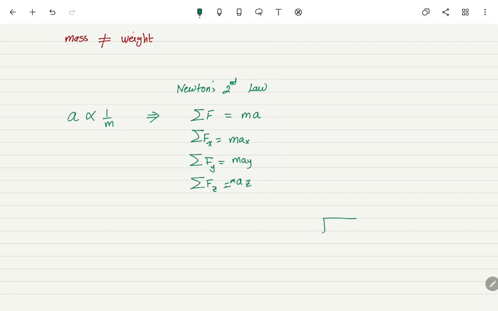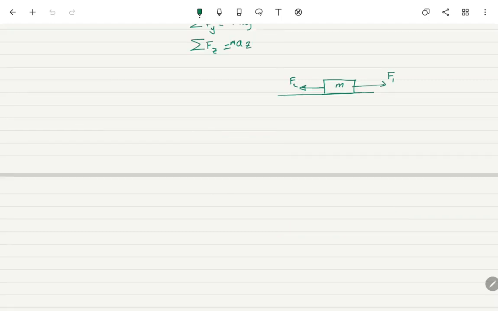Let's have this simple example. If we have an object with mass m, two forces act on it: F1 acting to the right and F2 acting to the left. The magnitude of F1 equals 6 newtons, and the magnitude of F2 equals 2 newtons. If the mass of the object equals 2 kilograms, find the acceleration of this object.